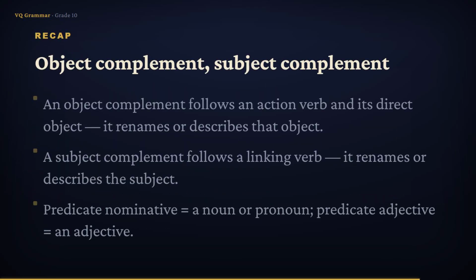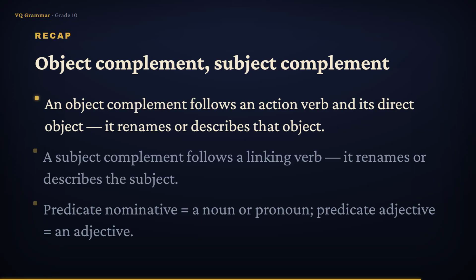Let's gather up what we learned. An object complement follows an action verb and its direct object, and it renames or describes that object. The club elected Rosa president. It only shows up after verbs like make, name, call, elect, and consider.